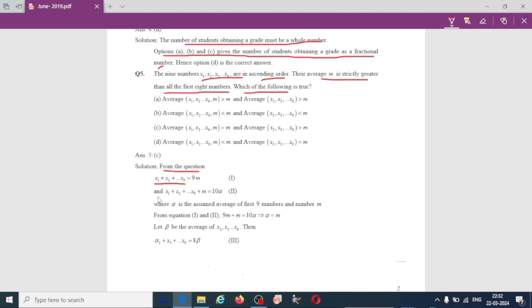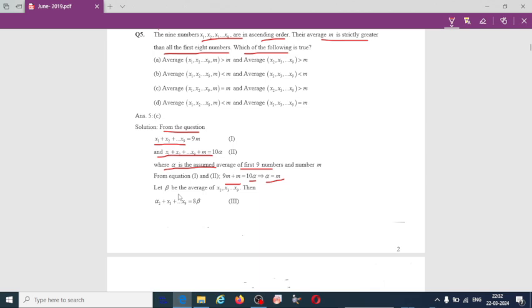So if we include one more, that is 10 alpha, where alpha is the assumed average of the first 9 numbers and number m. From 1 and 2, if we do the calculation, that is 9m, the remaining will get cancelled. 9m plus m is equal to 10 alpha. So here alpha is equal to m.